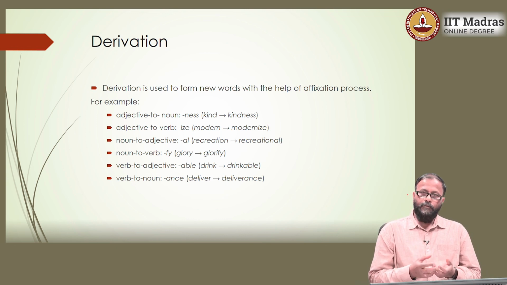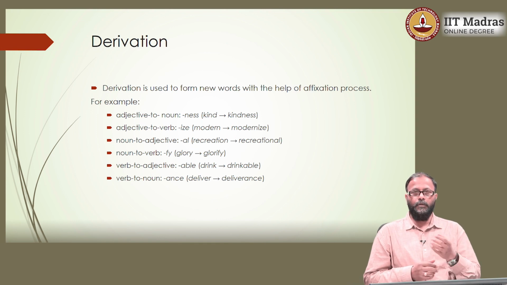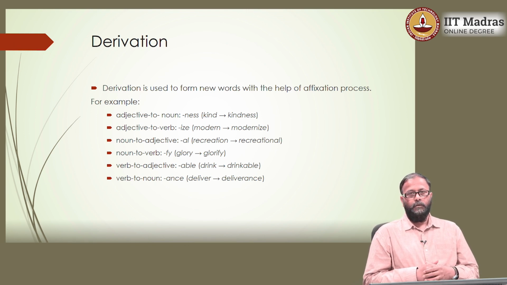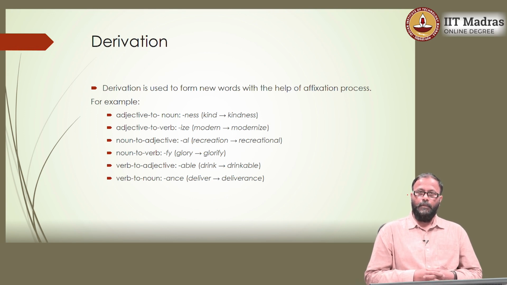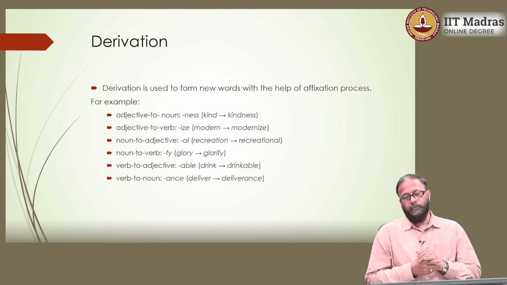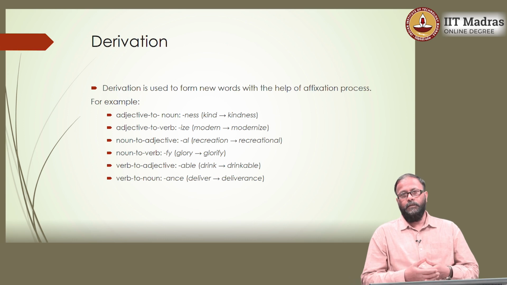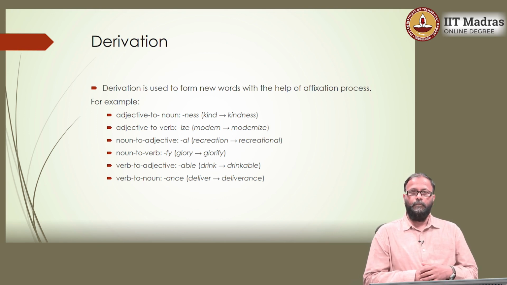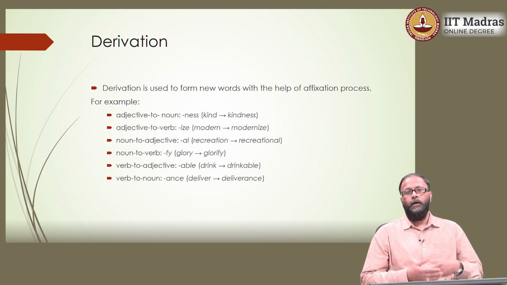Then you can derive an adjective out of a noun: recreation, recreational, nation, national, temporary, right. You can derive a verb out of nouns, like glory, glorify, beauty, beautify, simple, simplify, right. Then you can derive an adjective out of a verb, something like drink, a verb, drinkable, an adjective, right, likable, drinkable. You can also derive a noun out of verbs, like deliver, deliverance, delivery, right. So you can keep on practicing how we derive nouns out of verbs, verbs out of nouns, adjectives out of nouns, and adjectives out of verbs.